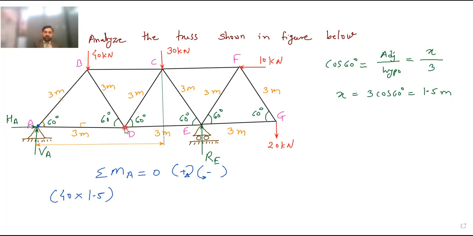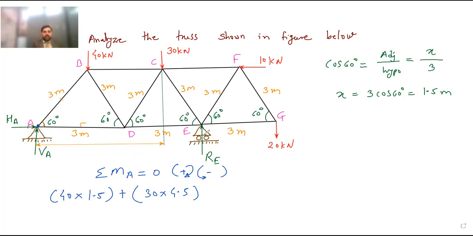Now if this is 1.5, this is 3. So total it will be 3 plus 1.5. How much is it? 4.5. Okay, so 4.5 I will write here. 30 into 4.5, and this will rotate in clockwise direction, so plus.